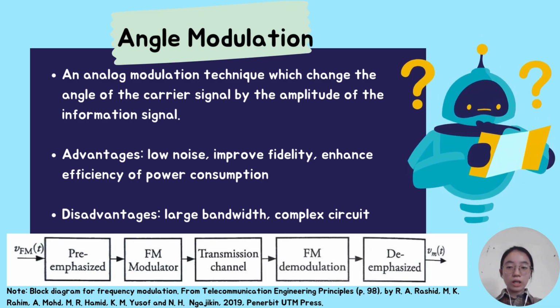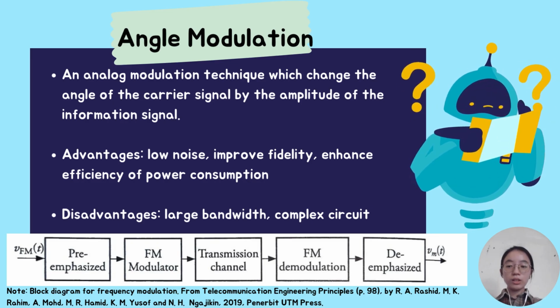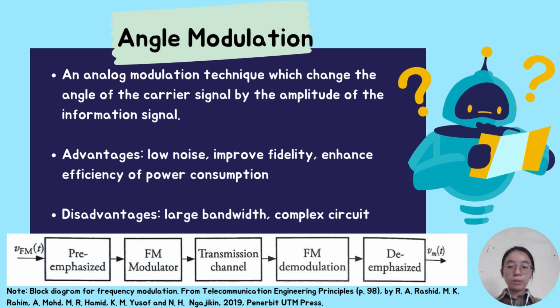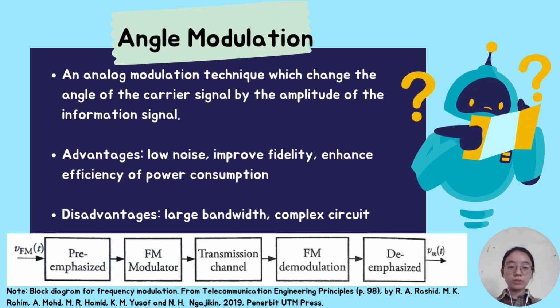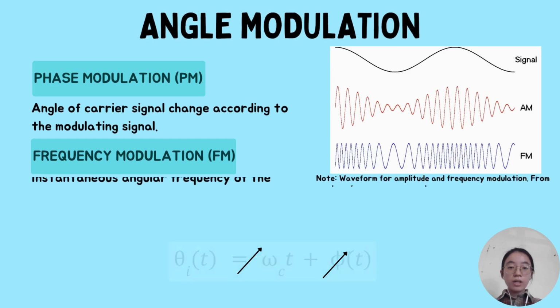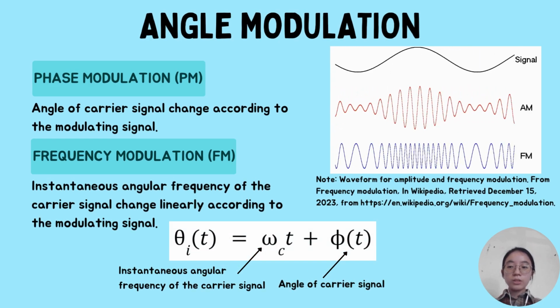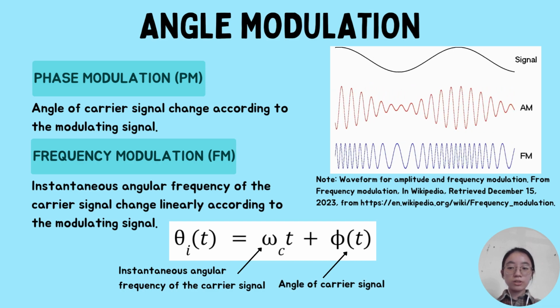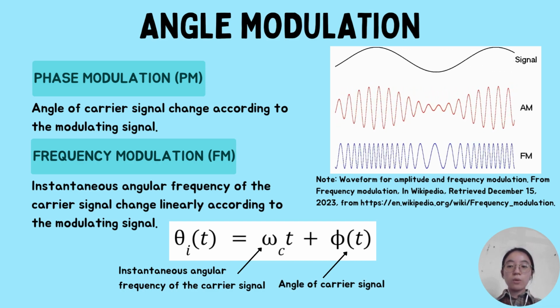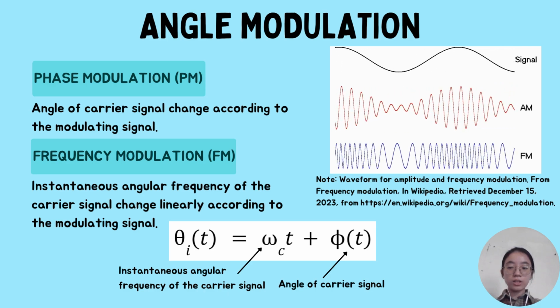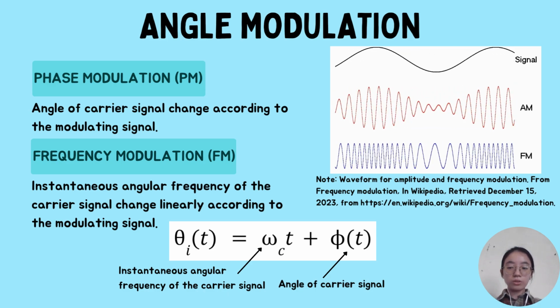The advantages are low noise, improved fidelity, and enhanced efficiency of power consumption, but it requires larger bandwidth and complex transmitter and receiver circuits. There are two types of angle modulation, phase modulation and frequency modulation. Phase modulation changes the angle of the carrier signal according to the modulating signal, while frequency modulation refers to the changes of instantaneous angular frequency of the carrier signal according to the modulating signal.